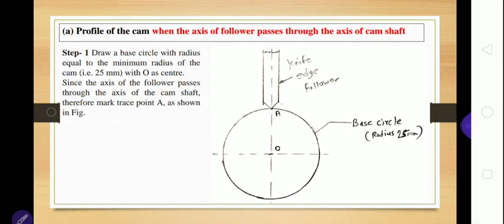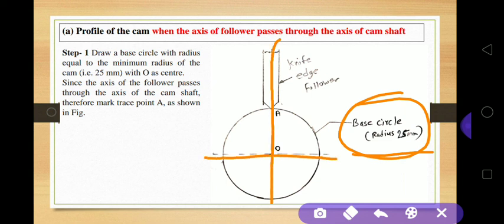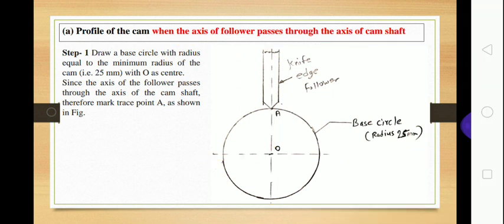Next we have to draw the cam profile, and the first case here is the profile of the cam when the axis of the follower is passing through the axis of the camshaft. So as usual, the first step is to draw the base circle with the radius given in the problem, equal to 25 mm, and the knife edge we have to plot exactly along the axis of the camshaft, because it is given in the problem. This point joining the knife edge and base circle is given the name capital A, and it is called the trace point.